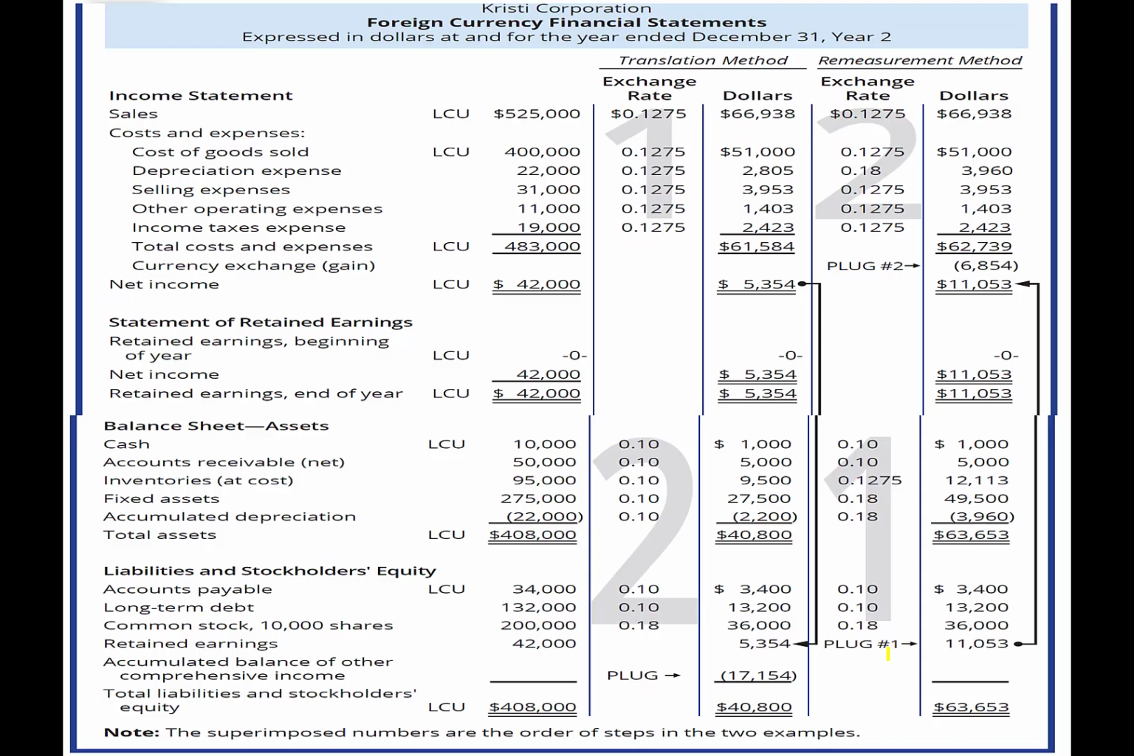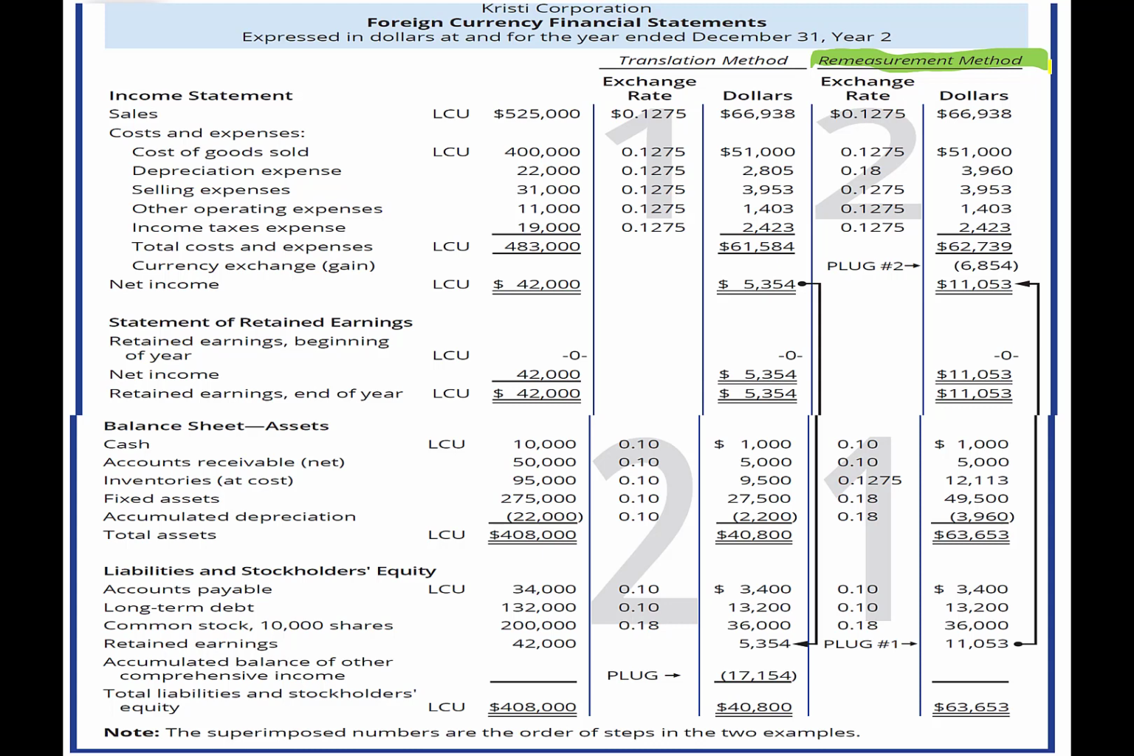So let's just take a look at this example, and you should be able to see it on your screen pretty easily here, the little watermarks. These watermarks are going to tell us what we should do first versus second. So when we're talking about the remeasurement method, let's start with that one. We've got a foreign subsidiary, the English company doing most of its business in the U.S. We're going to use the remeasurement method.